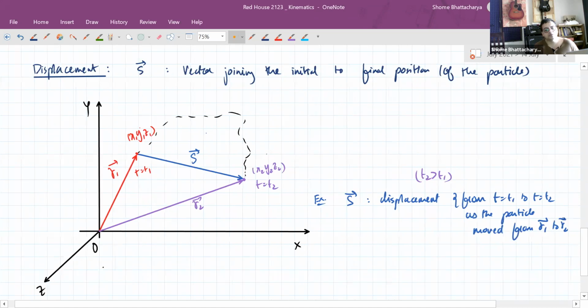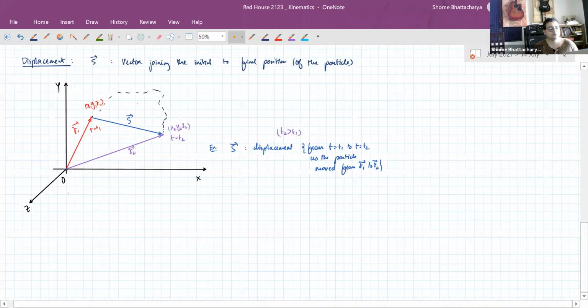Okay, so now what you can see in this diagram over here is very interesting, that this vector S is nothing but the difference of these two vectors, r2 minus r1, because you joined r2 and r1 from a common origin, right? And then you are joining the vector which is from the head of r1 to the head of r2. So it is nothing but the difference of these two vectors. So now the mathematical definition of displacement is that it is the final position vector minus the initial position vector. Okay. Or even simpler, we can say S is delta R.